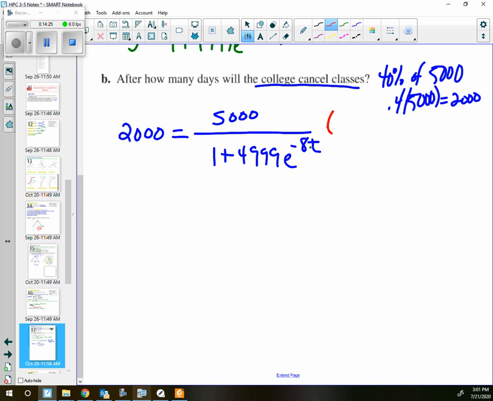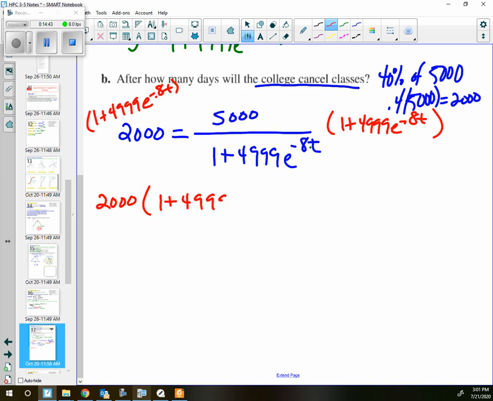So remember, when we don't want something in the denominator, we multiply both sides of the equation by that denominator. So I'm going to multiply both sides by the 1 plus 4,999e to the negative 0.8t. So over here, we're going to have 2,000 times that denominator, and then all I'll have left on the other side is the 5,000.